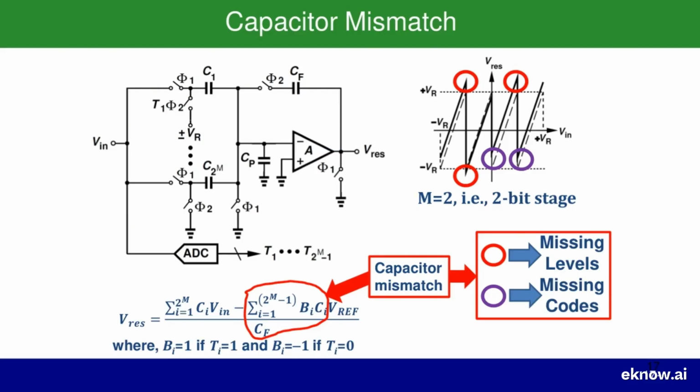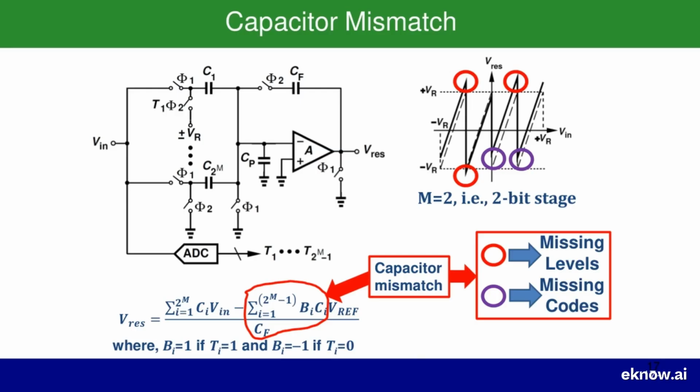The second problem is illustrated by the purple circles. In this case, there are gaps in the residue voltage. You can see that the end of one sawtooth segment and the beginning of the next one don't line up. This means there are certain V_res values that are never generated by this stage. Since the job of the following stages is to digitize this residue voltage, if a certain range of residue values is never produced, the corresponding final digital output codes will never appear. This is what we call missing codes.